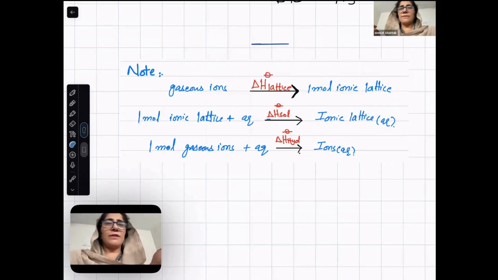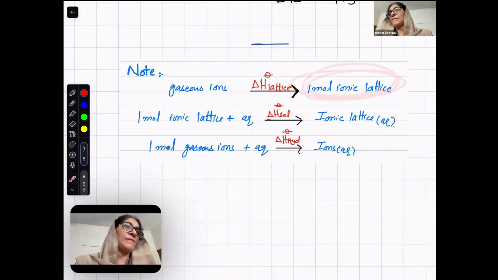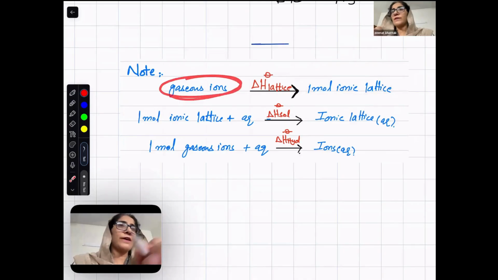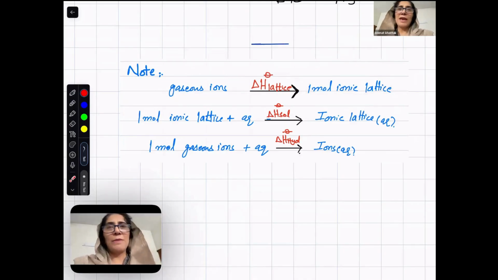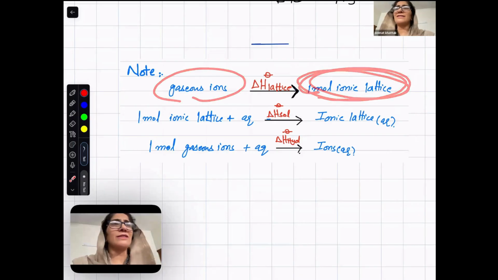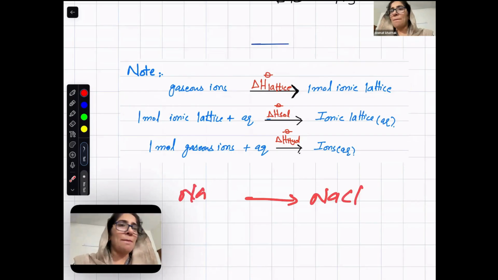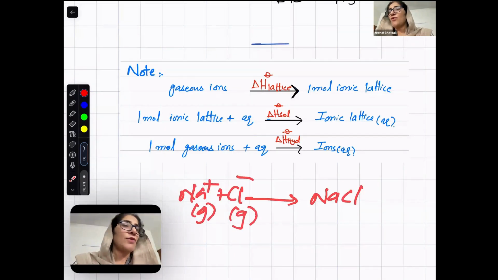When you make 1 mole of ionic lattice from gaseous ions, that is delta H lattice. Like you are making NaCl from Na plus and chloride. 1 mole of ionic lattice. This is delta H lattice.